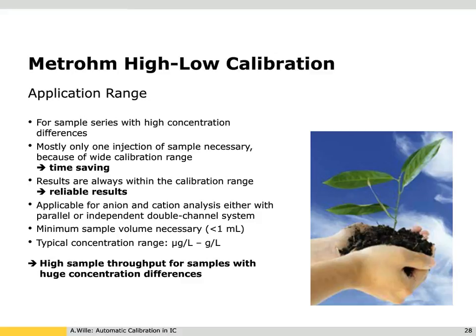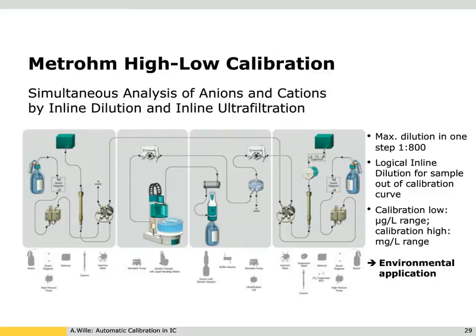To show you a few results, here you see a high-low calibration setup for an anion and cation analysis by inline dilution and inline ultrafiltration. In the middle part, one autosampler which handles the dilution and the ultrafiltration. On the right side, the anion system. On the left side, the cation system, both injection valves in series. The maximum dilution factor for such a system with inline ultrafiltration is 1 to 800.